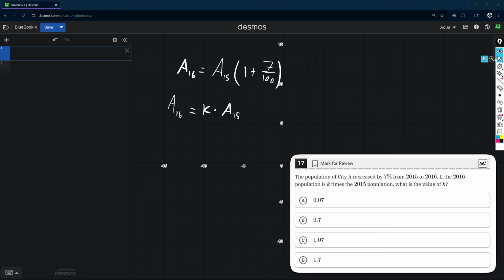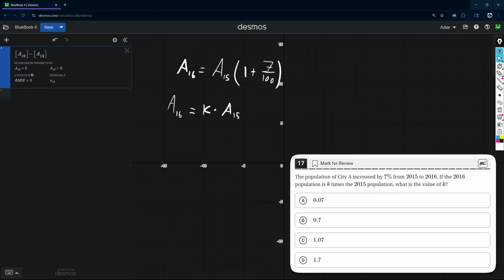Now, here's where the solution will actually start. If we set up the system of equations, we don't even need to do all this writing down. We can sort of just read it off from the problem, but I just wanted to write it down in case. We can go A sub 16. You can get the sub just by pressing shift minus, and we'll go equals A15, 1 plus 7 over 100, and also A sub 16 equals k times A15. What is the value of k?